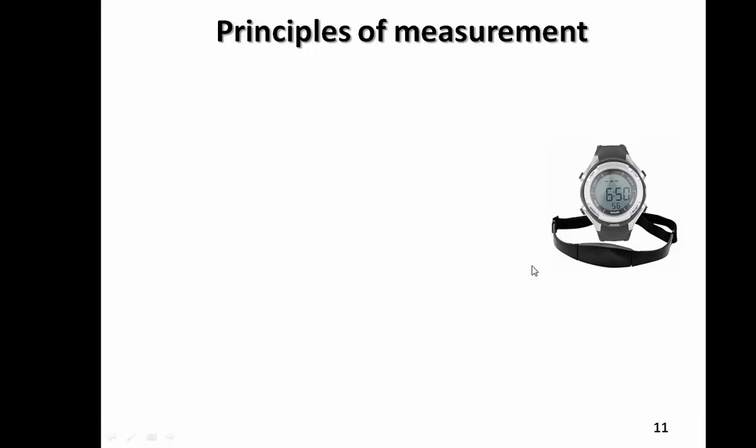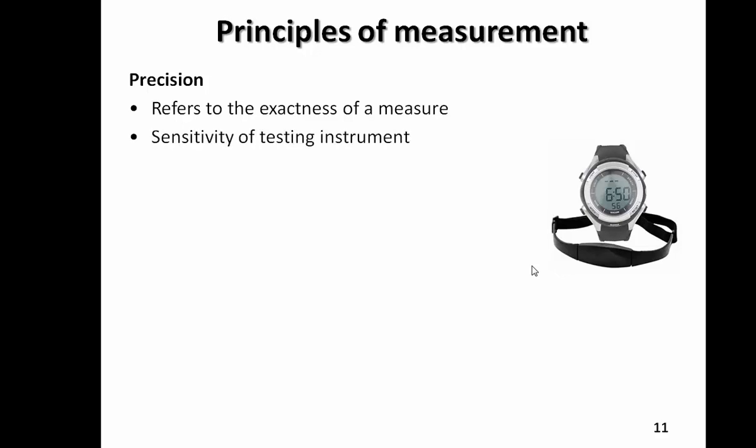In this lecture, we're going to examine in a little bit greater detail the various principles of measurement and the different measurement scales that exist when conducting quantitative-based research. One of the issues related to measurement includes what's called precision. Precision refers to the exactness of a measure and goes to the sensitivity of the testing instrument, or rather, another term that is often used is the resolution of that testing instrument.